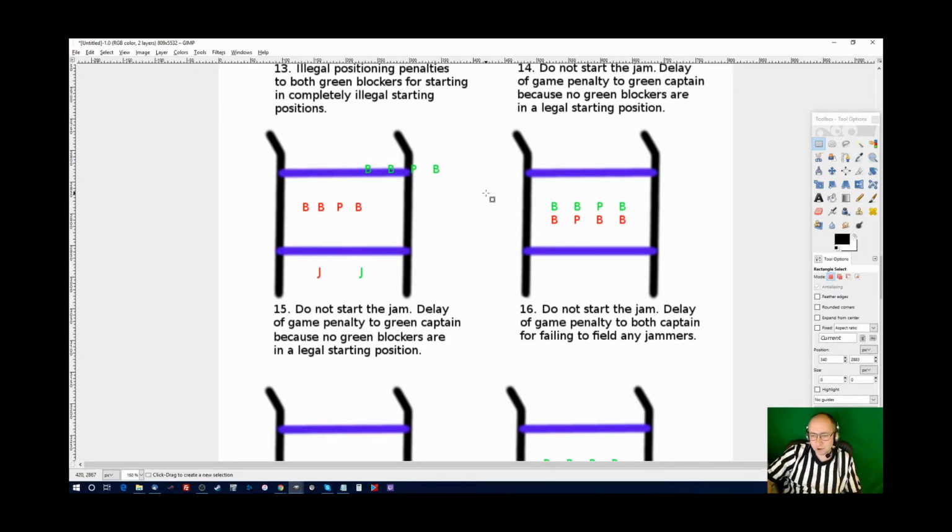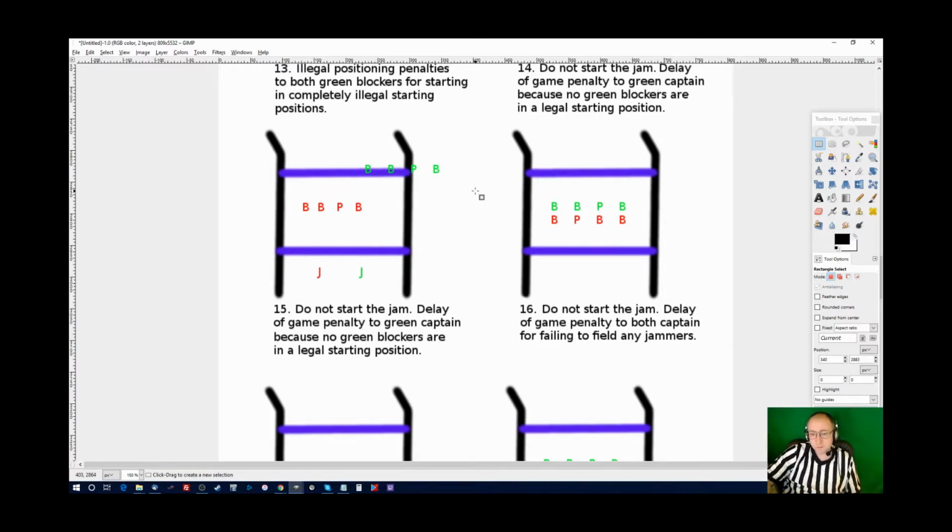16. We do not start the jam here either. Delay of game penalty to both captains for failing to field any jammers. Teams must field a jammer. If they do not, that's a penalty. We are not going to somehow view it as canceling out. No, they both impacted the jam. They both can take the penalty for that.